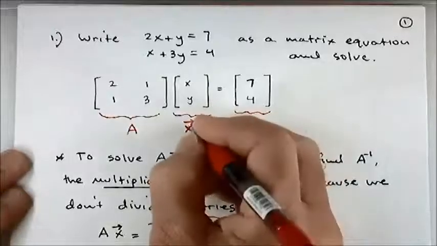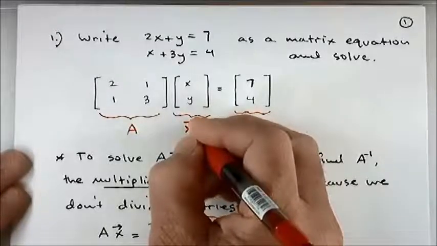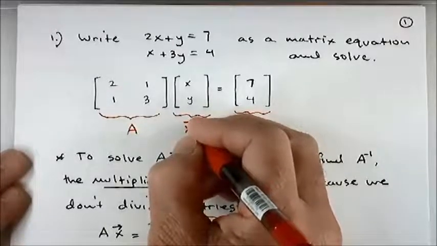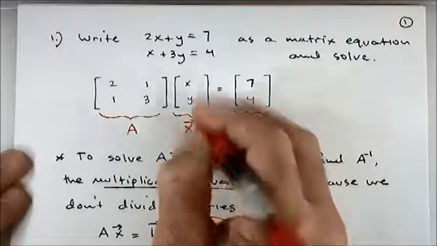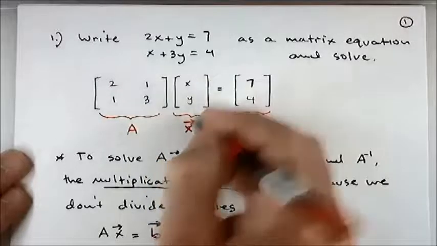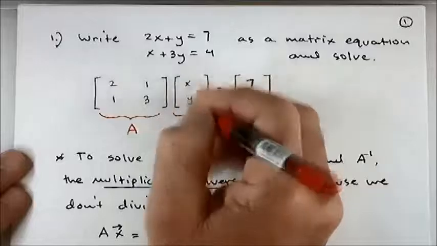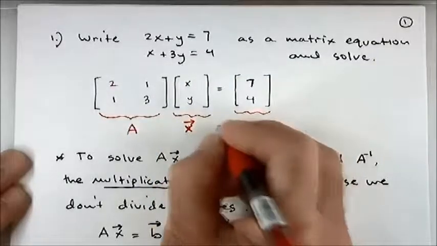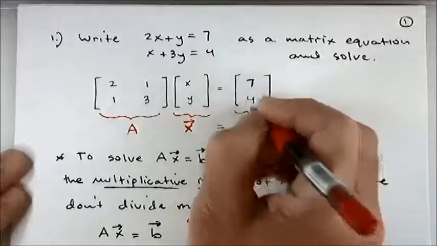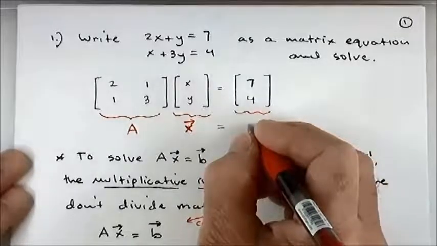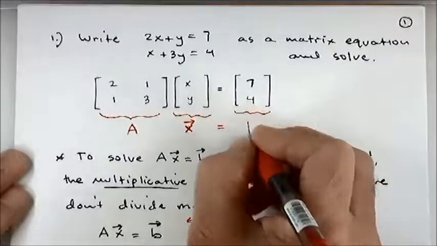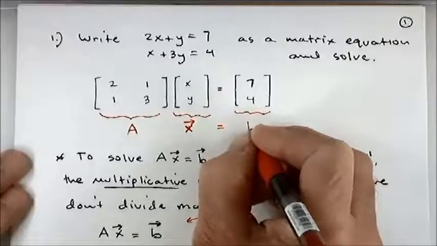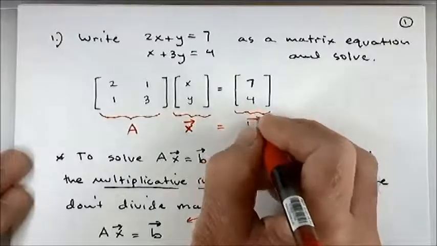I know this is not my choice. I'm just trying to do what the book does. If it were me, I would call this something completely different, like V, because you don't want to confuse it: X bar is not X itself. It's both of them. It's X and Y. That's what they mean by this. And 7, 4, we could think of as another vector, which we'll call B. I'll use lowercase b. You could use uppercase B as well.